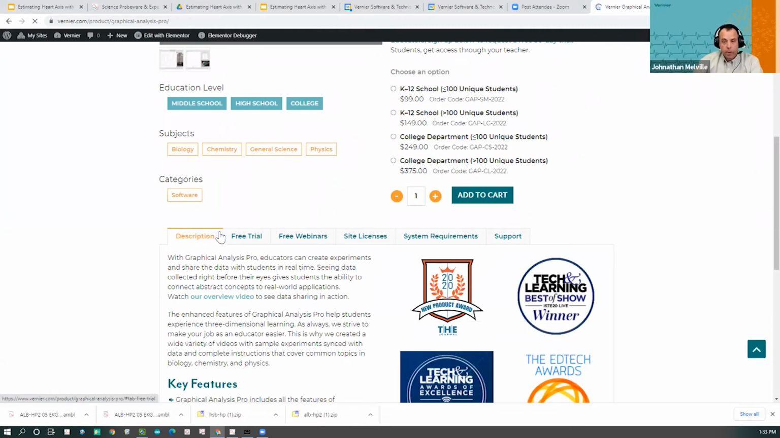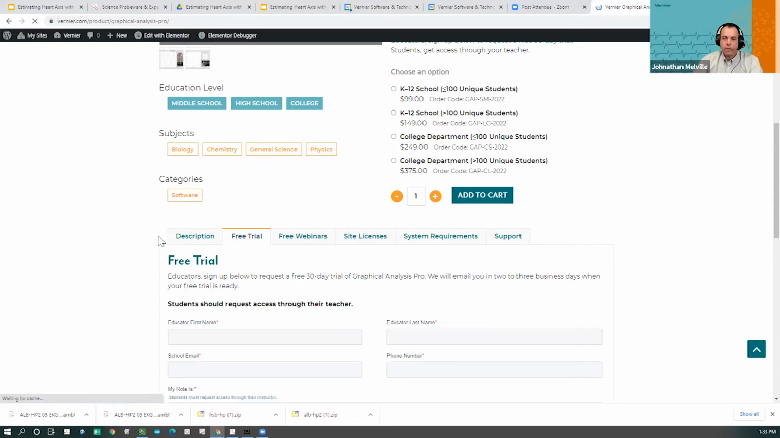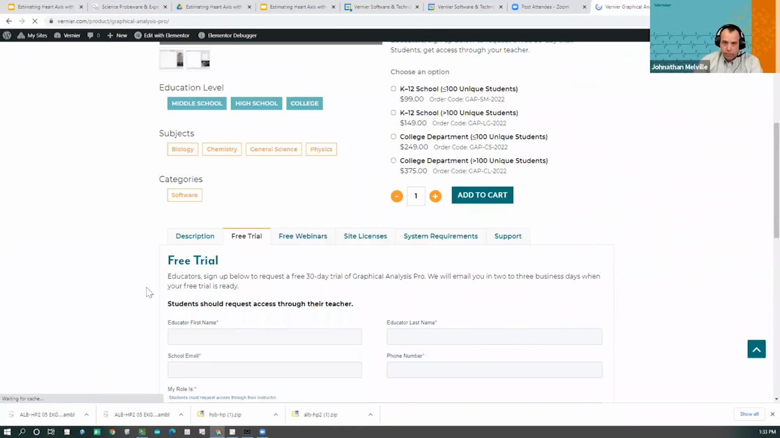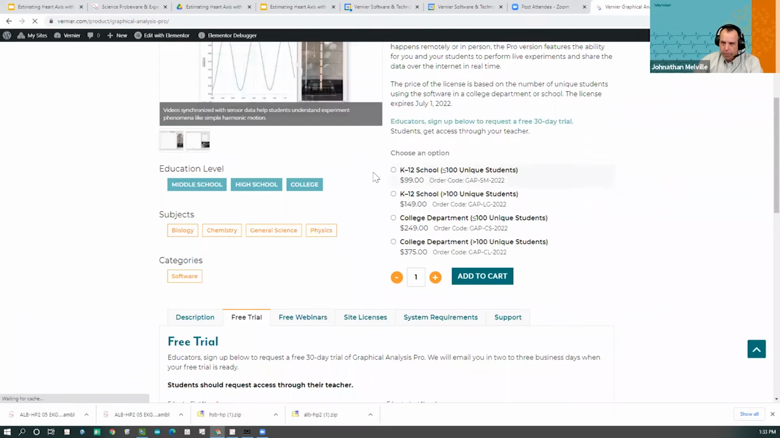One of the things to be aware of is you need to actually tap on this tab for free trial, and then you can sign up for a free trial. And that'll last for 30 days. The one that I gave you will last for 2 weeks, so you could use that now for 2 weeks if you wanted to. And the K through 12 pricing is different than it is for college.